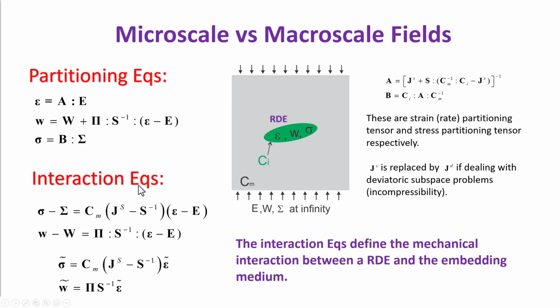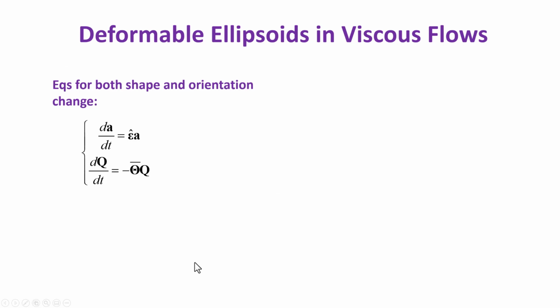The application of the partitioning equations are numerous, and a few examples are presented below. First, the partitioning equations allow us to track the rotation and the strain of a deformable ellipsoid. The rotation is defined by this differential equation, which is the same form as the one for the rotation of rigid objects in viscous flows.